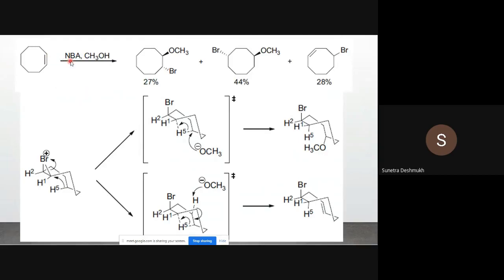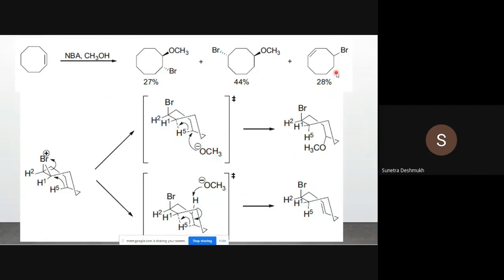In the case of cyclooctene I have taken here cyclooctene, NBA, and methanol. So we got here two substituents, a methoxide group and a bromine attachment. So how different types of groups, how different types of products we got over here, they have shown very well. So 27% we got 1,2 product, the 1,4 product we got 44%, and olefin and bromination product we got 28%.